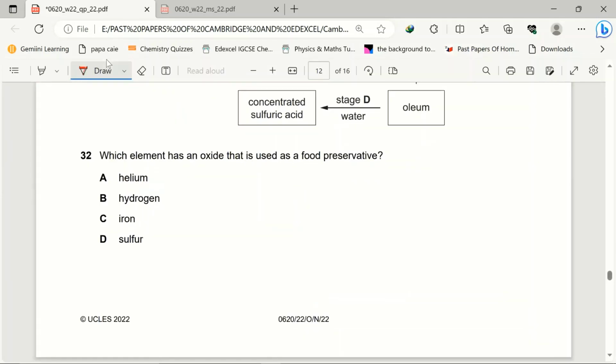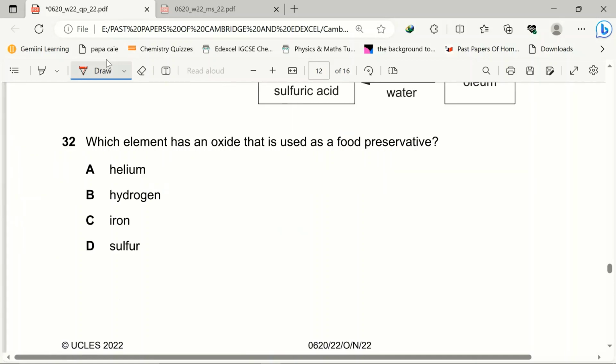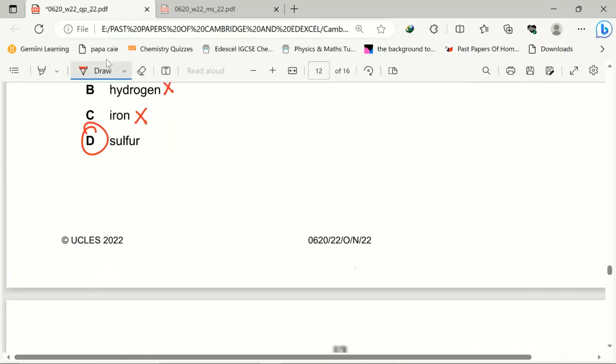Number 32, which element has an oxide that is used as a food preservative? So helium does not have oxide. Oxide of hydrogen is water. Iron oxide we do not use because iron oxide means it may be the rust. So it is not the thing. Basically, it's oxide of sulfur, which can be used as food preservative. So 32D is the only correct answer.